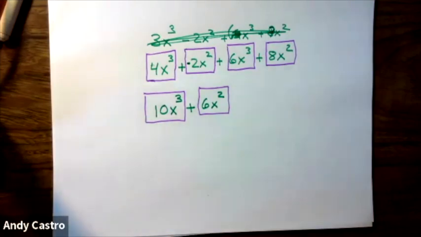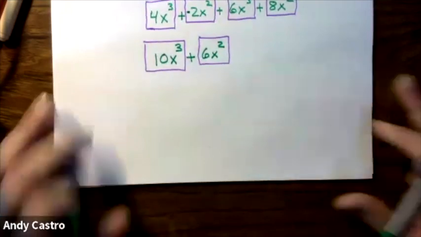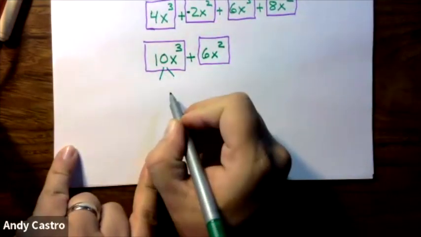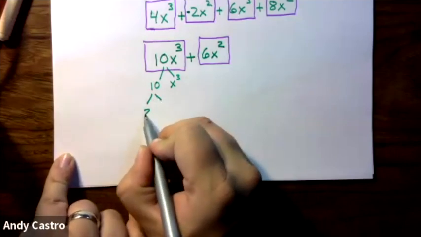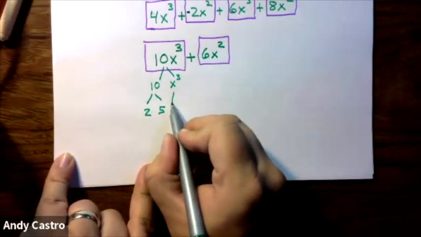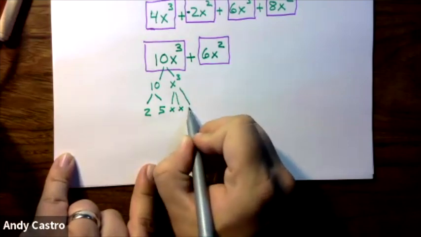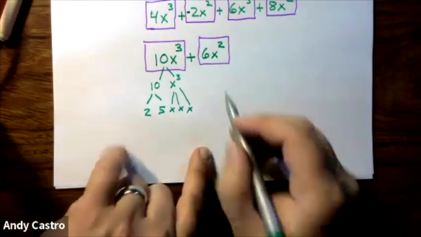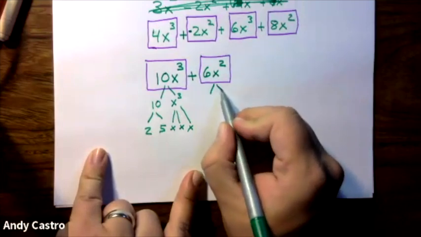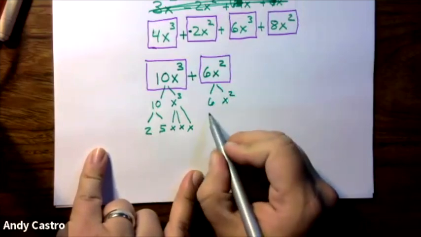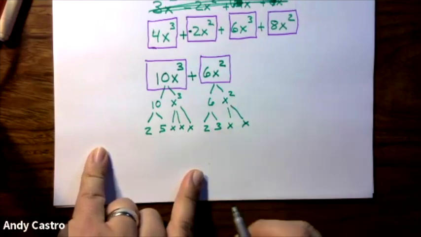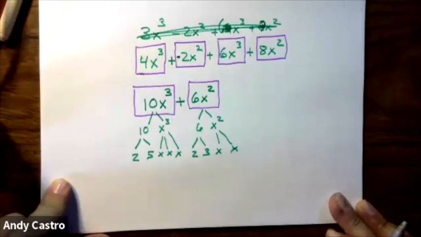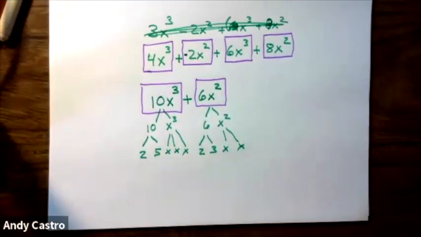We want to break this down to our prime factors. So here we have almost like a factor tree. 10 times x cubed. 10 can be broken down into 2 times 5. Those are my factors. And x cubed is just x, x, x. Now here, 6x squared is 6 times x squared. My 6 is 2 times 3, and my x squared is x, x. Everybody good so far? Go ahead and message me if you have a question.